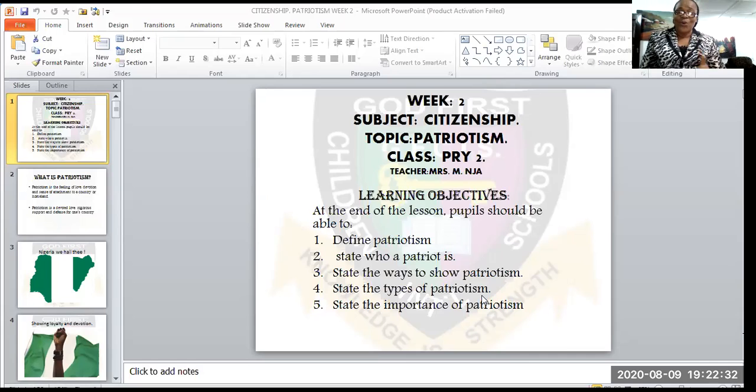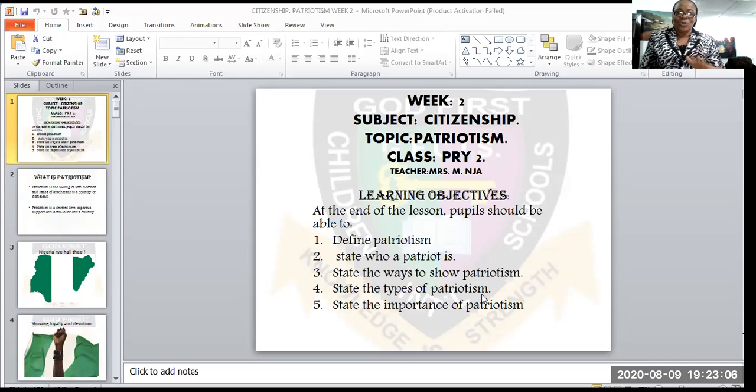Learning objective number one, define patriotism. Objective number two, state who a patriot is. Are we clear? Beautiful. Objective number three, state the ways to show patriotism. Are we together? Show the ways, state the ways to show patriotism. Every citizen of this nation must be able to show patriotism to our dear nation. Are we together? Very good.